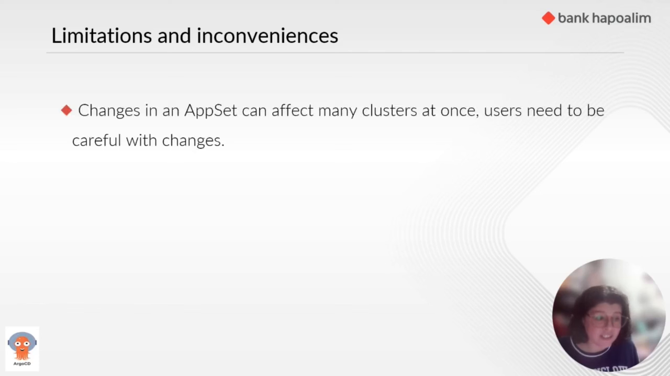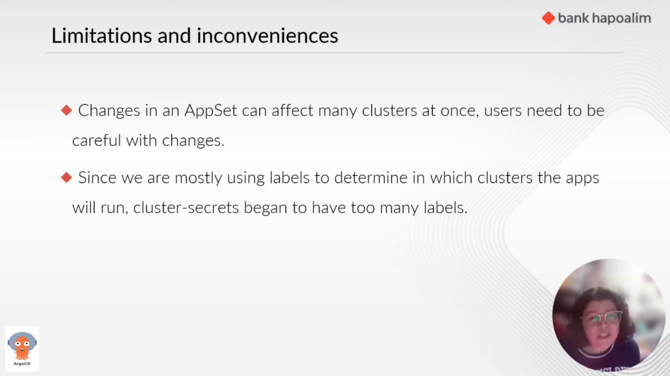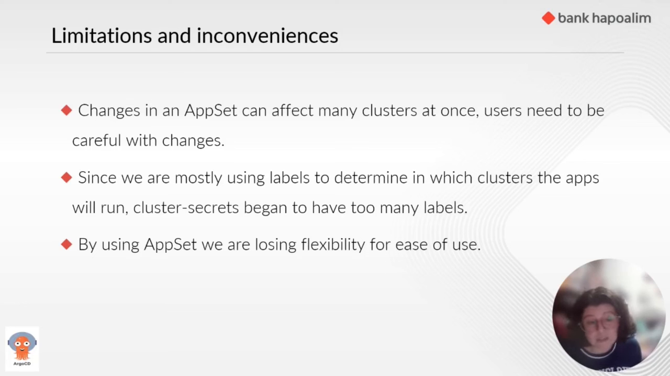Limitations and inconveniences. Changes in an appset can affect many clusters at once. Users need to be careful with changes. As we all know, with great power comes great responsibility. Since we are mostly using labels to determine in which clusters the apps will run, cluster secrets begin to have too many labels. Think, if you're going to have many products and each one will have its own label, you're going to have a really big cluster secret in the end. By using appset, we are losing flexibility for ease of use. Do you remember our last example?